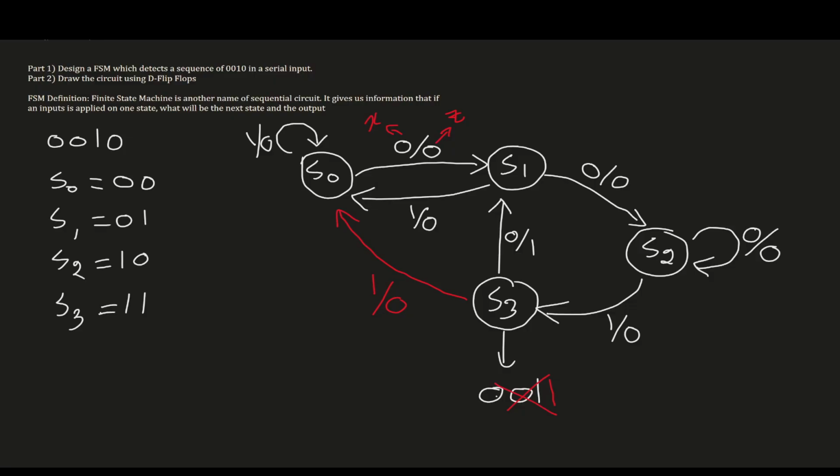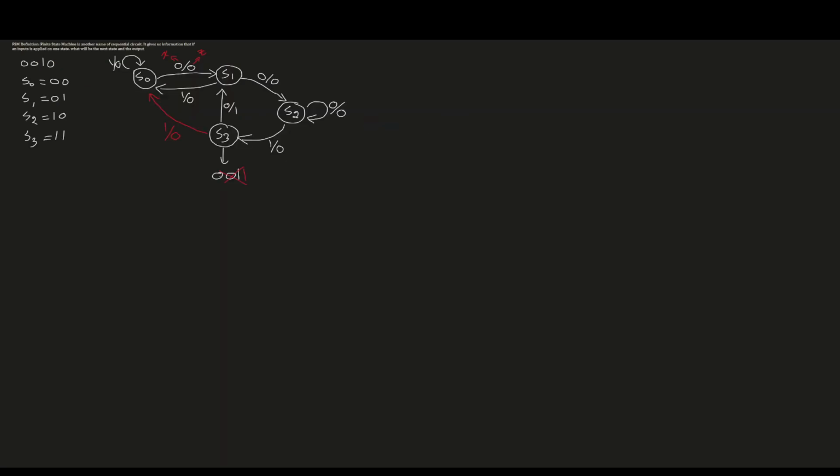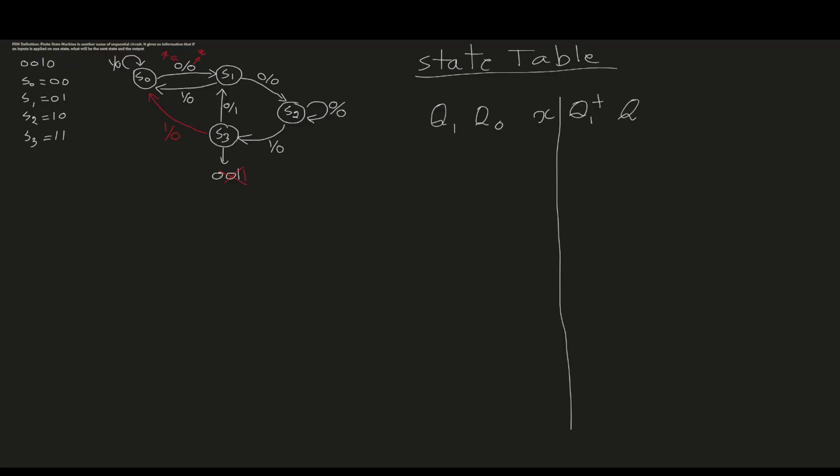The next step is to design the state table. So now let's do the state table. So we have the current state. Because we have 2 bits, let's call the current state Q1 and Q0. And then we have an input X. And now we want to know what will be the next state. So let's call the next state Q1 plus, Q0 plus, and then we have the output Z.